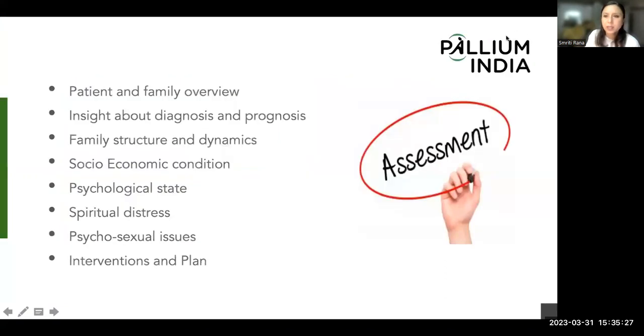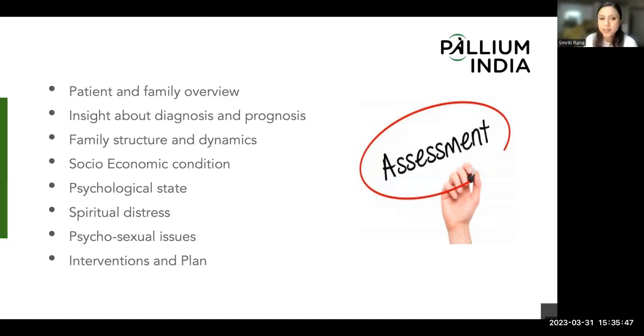Okay. So, firstly, in terms of assessment, this is typically the format that we follow in Pallium India. So I'm just going to share this with you. We look at the patient and family overview. I will tell you what that means in a minute. Insight about the diagnosis and prognosis. How much do they know?